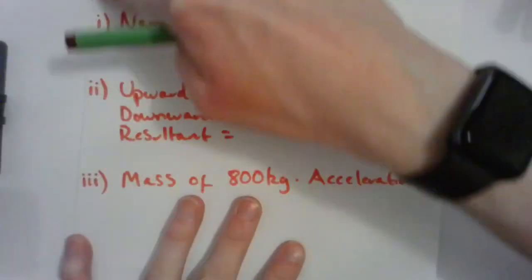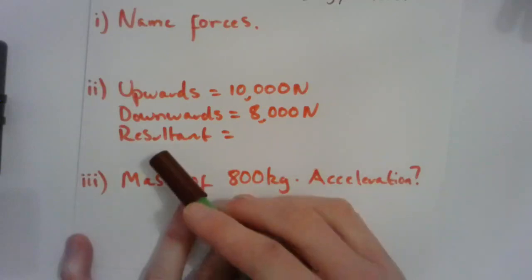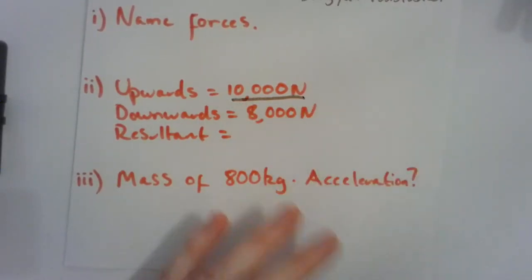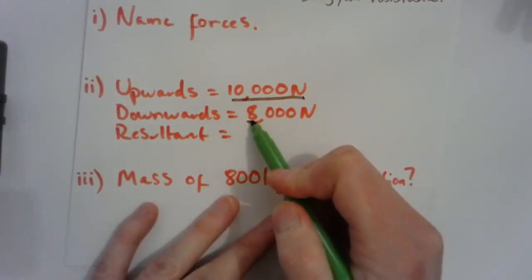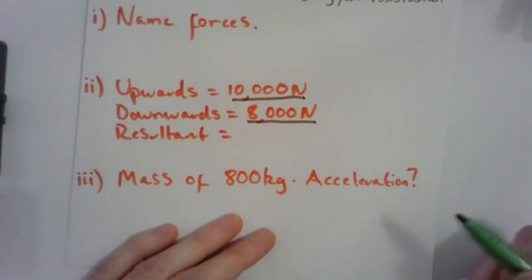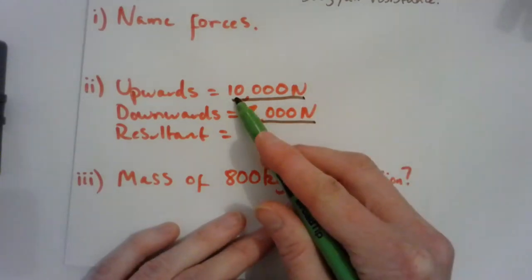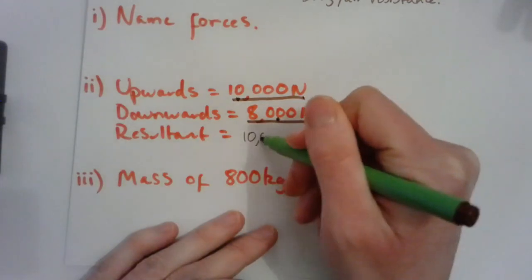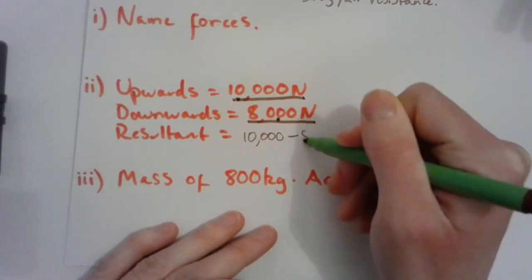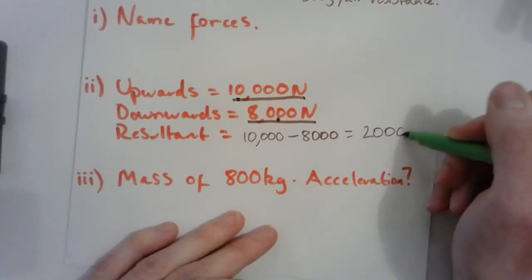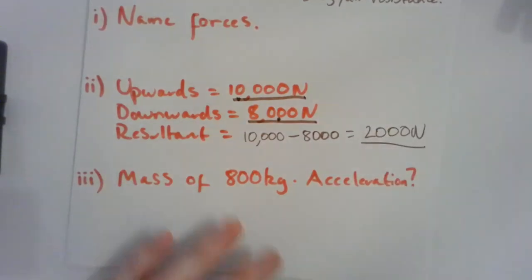You're then asked to do a calculation on the resultant force. It told you that the upward force was 10,000, that the downward force was 8,000. So to find the resultant force, it was nice and simply taking this number away from this number. So 10,000 minus 8,000 to get to 2,000 newtons. Nice, simple enough question.